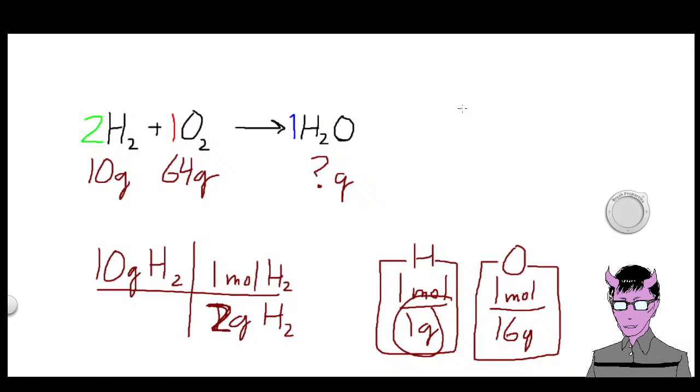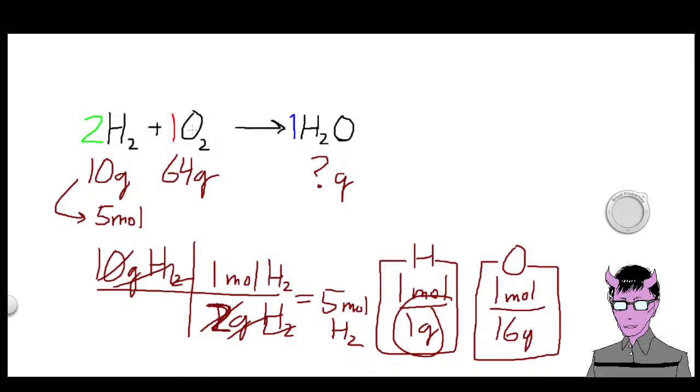Now that we have that, it's simple operations. Just cancel units with cancel units. Divide by 2, divide by 2, so you have 5 moles worth of hydrogen diatomic. 5 moles. There it is.